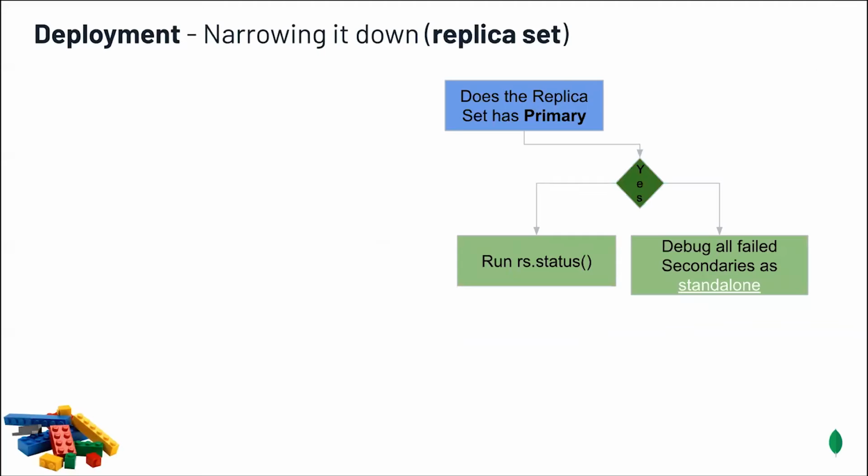If you have a primary in your replica set, which is good news, that means that you have no downtime. That's why we have replica set for the high availability. You can connect to the working primary, run rs.status, see what's up with other nodes, and debug all failed secondaries as a standalone. Sometimes we want to deploy some kind of change in a rolling manner. In this case, if the change fails, that secondary becomes irresponsive.